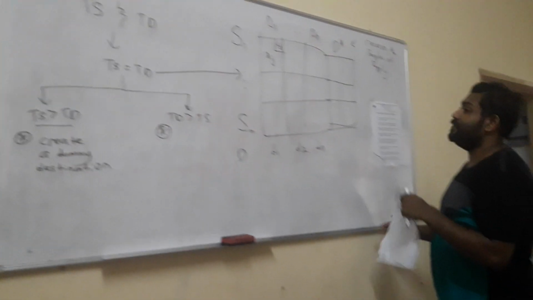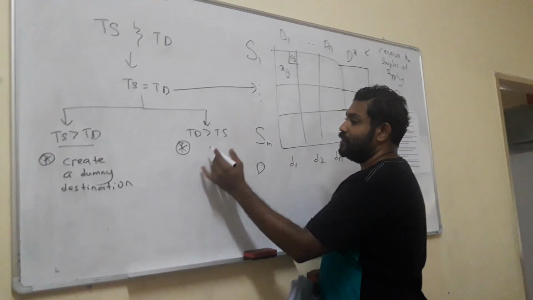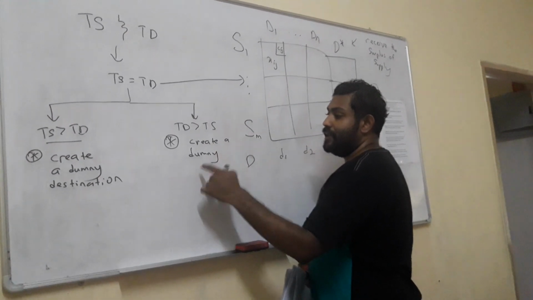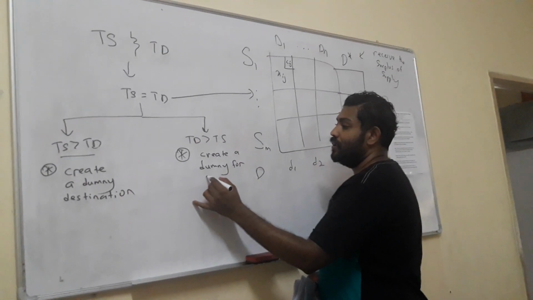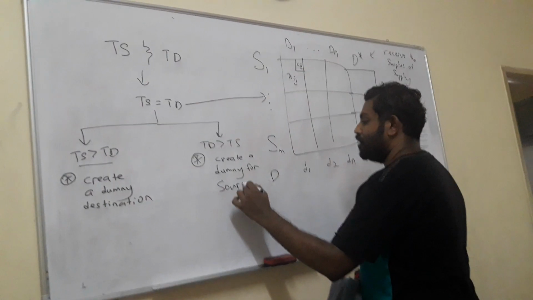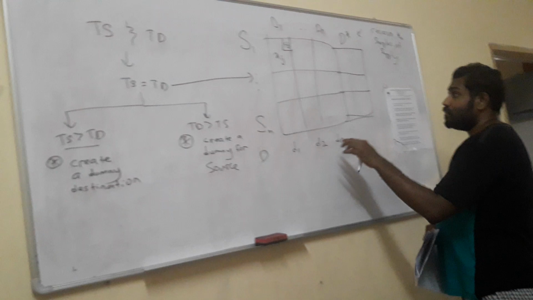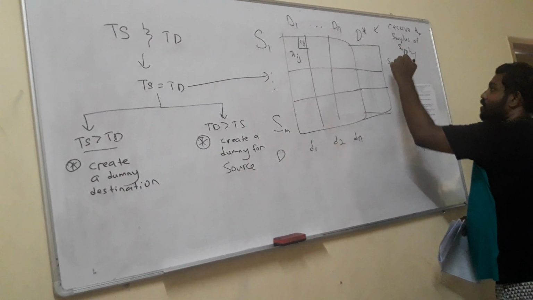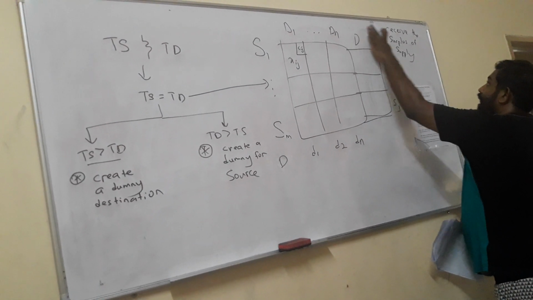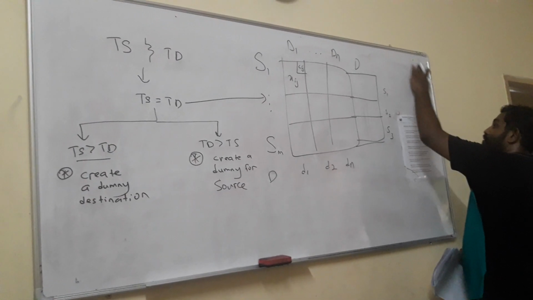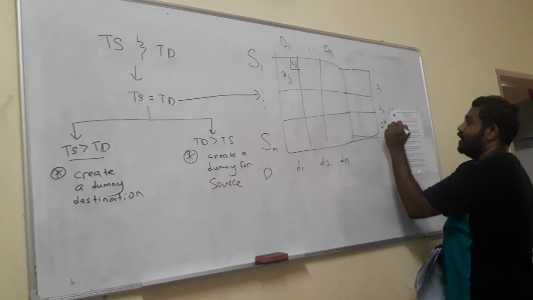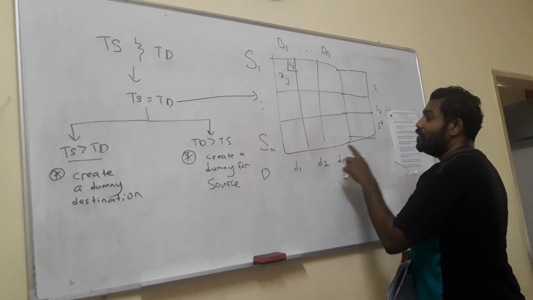And the same goes when we have total demand more than total supply, where we need to create a dummy variable for the supplier, for the source. As explained previously, this is source 1, source 2, and source 3. If we have extra demand compared to supply, we're going to add a dummy in the total source.